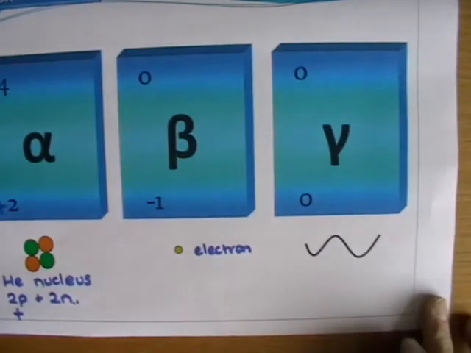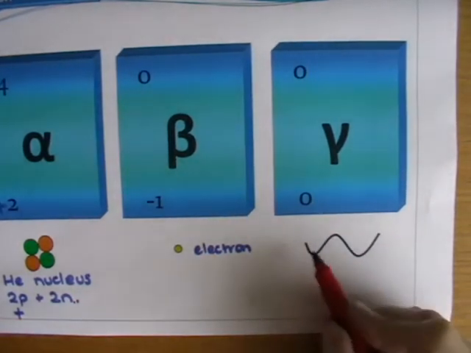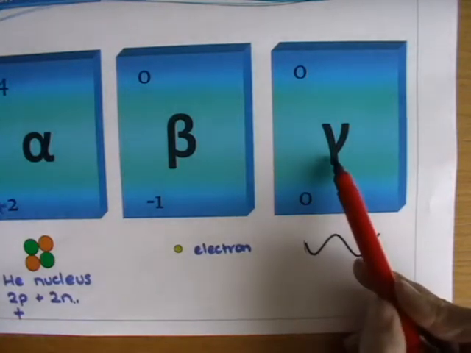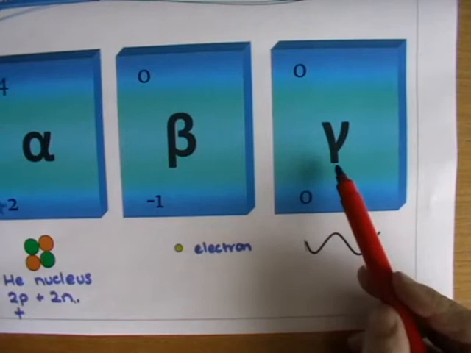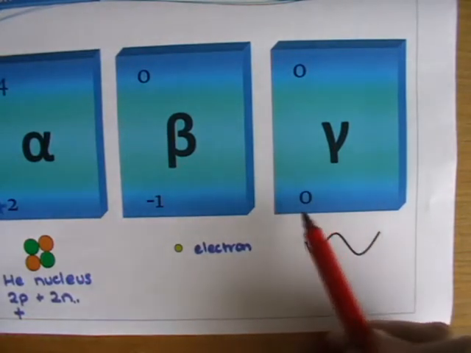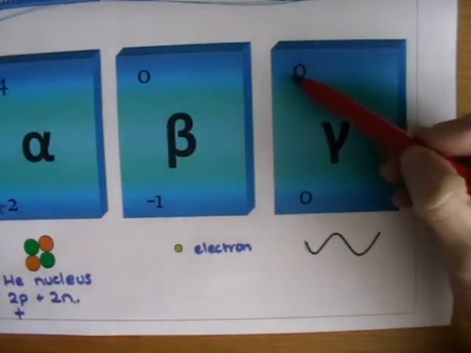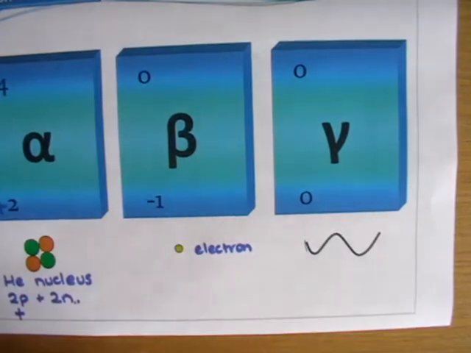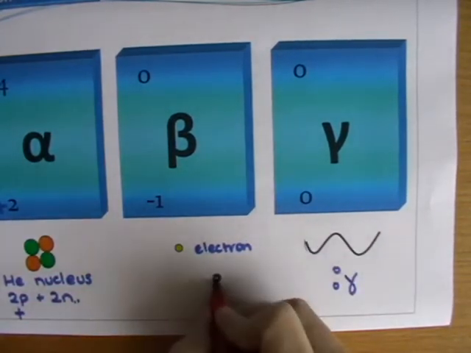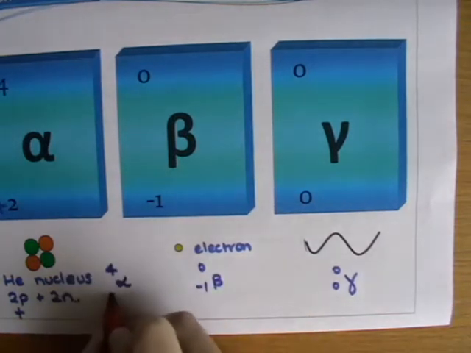The third one, gamma. Gamma's different. Well, it is a particle, but it's also considered to be a wave. It's a wave of electromagnetic radiation, but it's got enormous energy in comparison to something like radio waves or microwaves. It has no charge, so it's got a 0 at the bottom, and it has no mass, so it also has a 0 at the top. And so it's written 0, 0. Beta is written as 0 -1, and alpha is written as 4, 2.